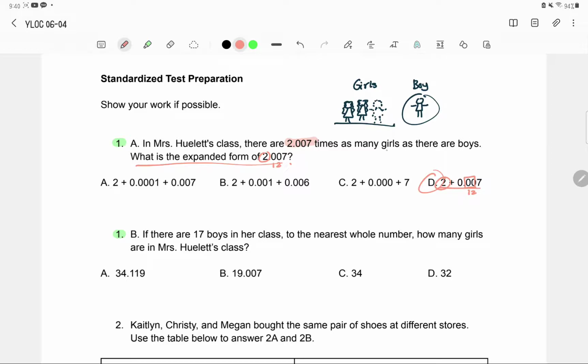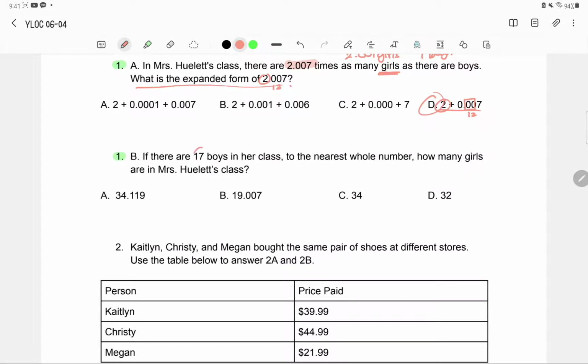And 2 times as many girls means that if there's 1 boy, there will be about 2.007 girls per 1 boy. That's the ratio, right? So if there are 17 boys in her class, we'll just multiply 17 times 2.007, in which we'll get 34.119. And it says nearest whole number, because a person cannot be a decimal, the person has to be a whole number, right? So 34.